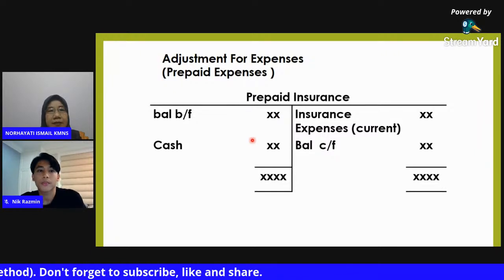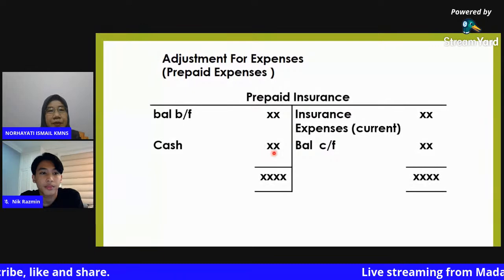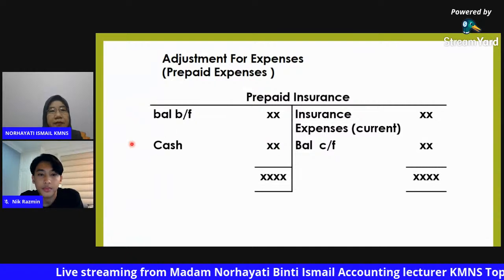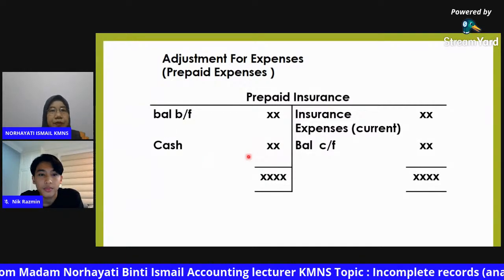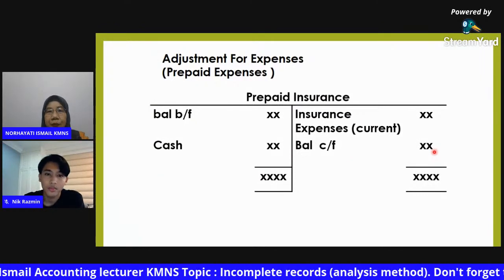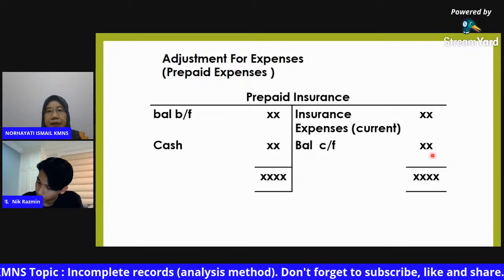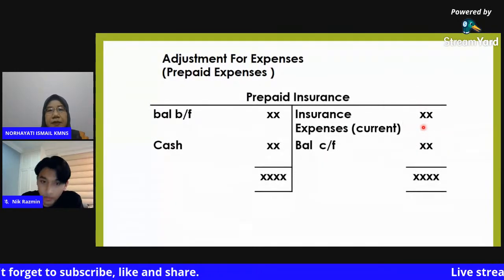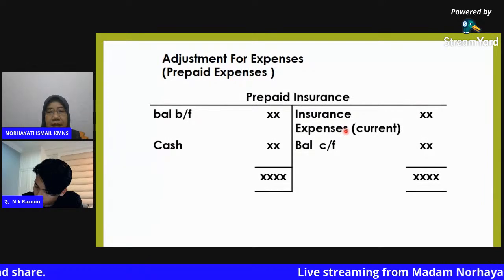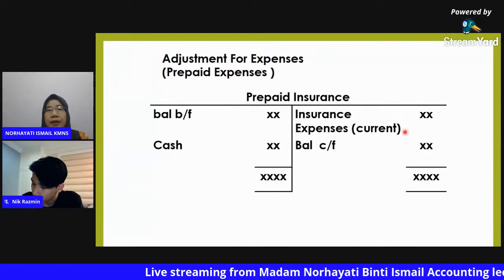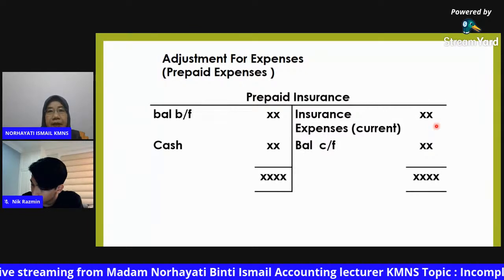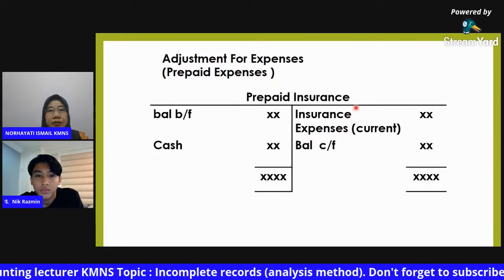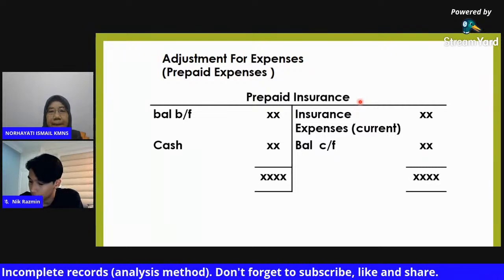And cash, we have made a payment for insurance, debit insurance, credit cash. We get this information from cash flow. And the balance carry forward, we got the information from the data given, and normally this is the missing figure. The missing figure is insurance expense. And this one we must record in the statement of income. And the balance carry forward, we must record in the financial position because this is an asset.